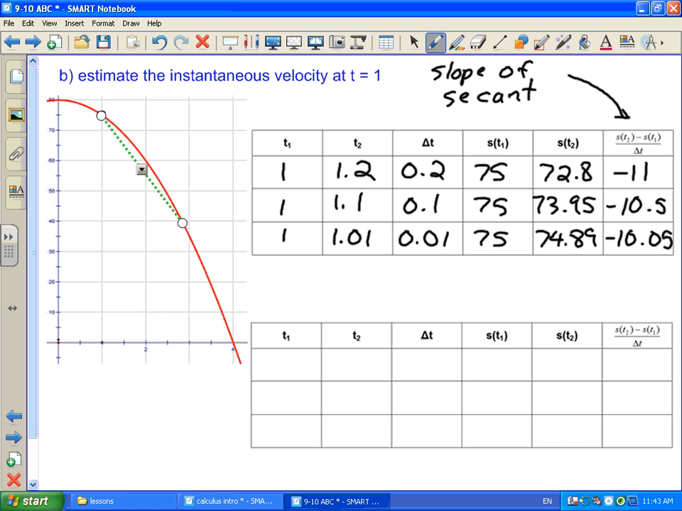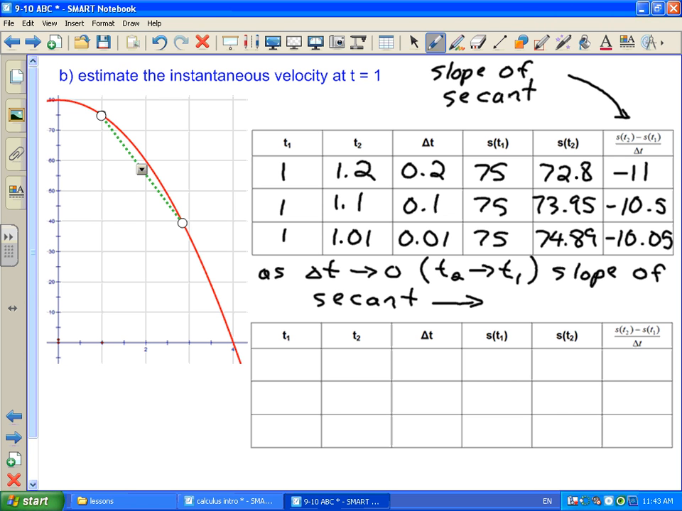So what we can say here is that as delta t tends to 0, because we're making that smaller and smaller, or as t2 tends to t1, as we move those things closer together, the slope of the secant, and let's just use that arrow for tends to, negative 10.